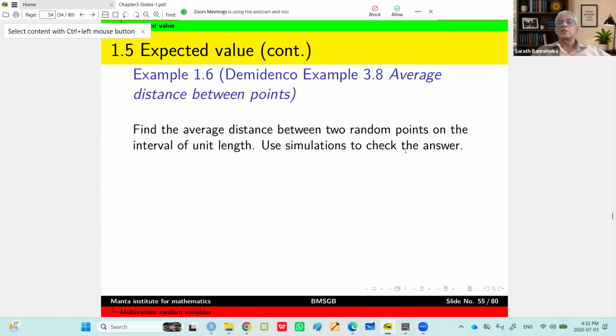Right. So take any x value and y value where x is between 0 and 1. X is uniformly distributed, and then y is also between 0 and 1 uniformly distributed. Then the distance between those two will be the absolute value of x minus y. So what we have to do is to find out the expected value of the absolute value of x minus y.